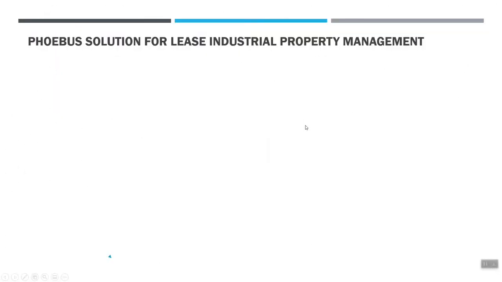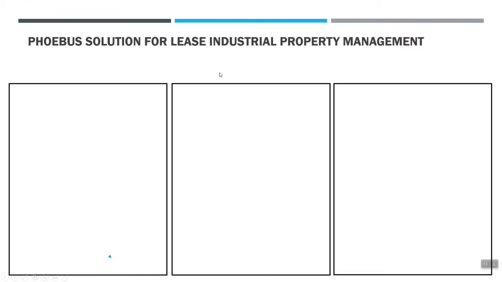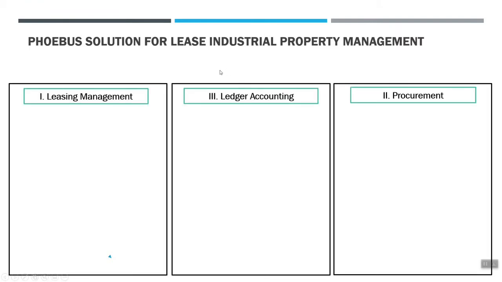Next, we move to the Phoebus solution for lease industrial property management. Before going to the detailed functions of the solution, let's take a look at the general view of it. The solution is divided into three major modules: leasing management, procurement, and ledger accounting.